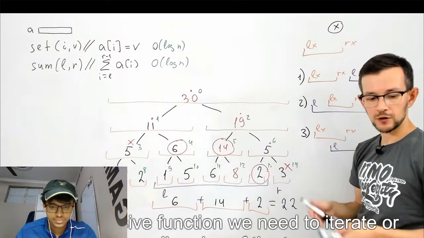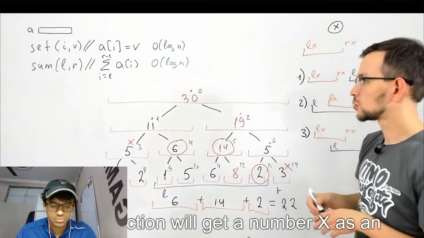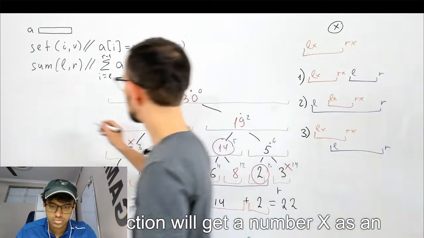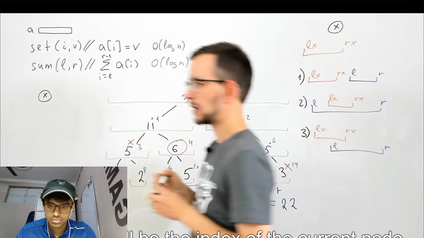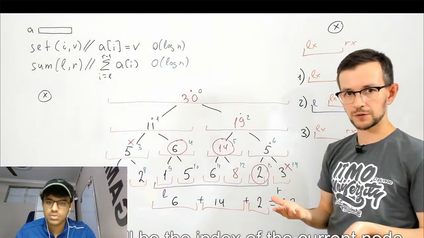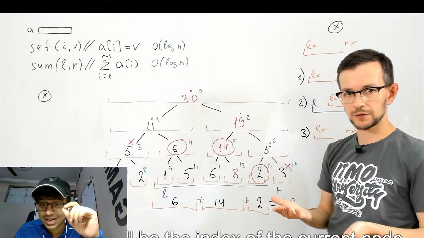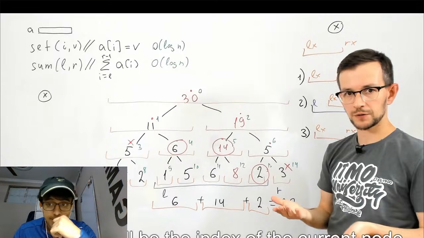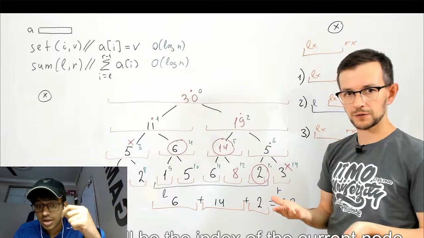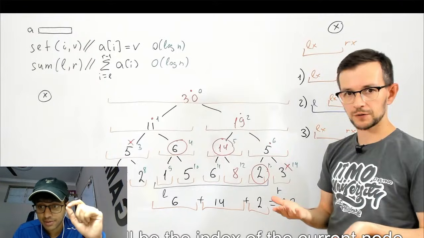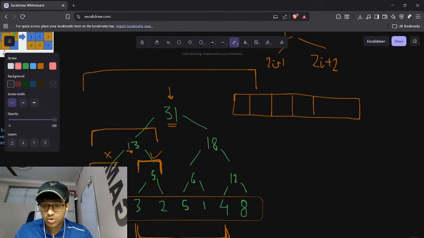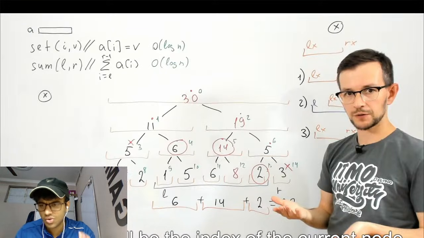How do we make a recursive function? In the recursive function, we need to iterate over the nodes of the tree. So our function will get a number x as an argument. Number x will be the index of the current node. Okay, x is the node of our tree. It gets confusing here because we have different indices of different data structures. We might be talking about indices of the array versus indices of that binary tree. So x is our index of node.